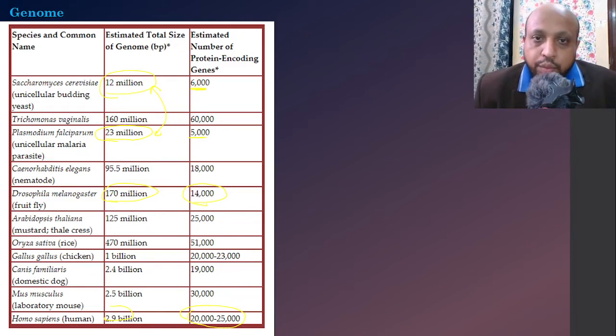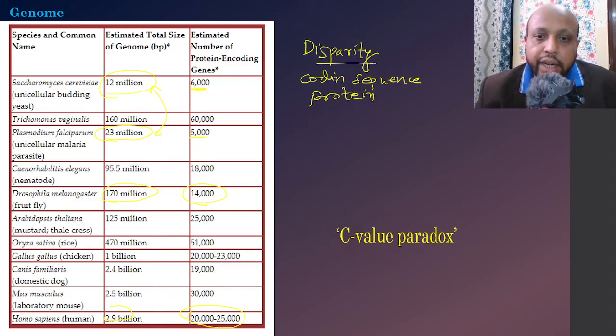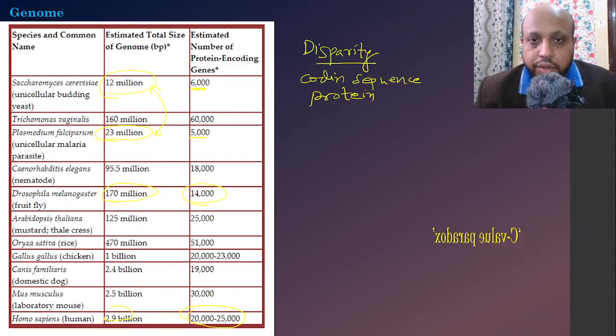The point I am trying to make here is that with the complexity of the organism, the genome size increases, but we find there is a disparity, right? There is a disparity in terms of coding sequences, or the protein coding genes that are present. This terminology is actually defined as the C-value paradox.